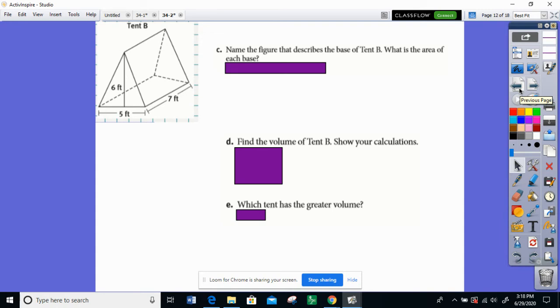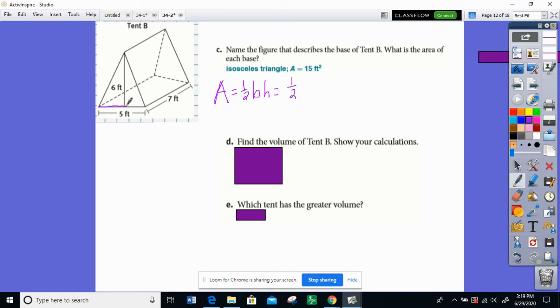Now we're going to look at tent B. What is the figure that describes the base of tent B? Well, that is not just a triangle, but an isosceles triangle. Let's think about how they got an area of 15 square feet. The area for a triangle is 1/2 times the base times the height. So that's going to be 1/2 times the base of 5 feet times the height of 6 feet. So 5 times 6 is 30, and 1/2 of 30 is how we get 15 square feet.